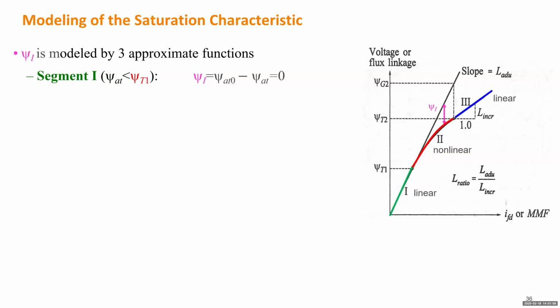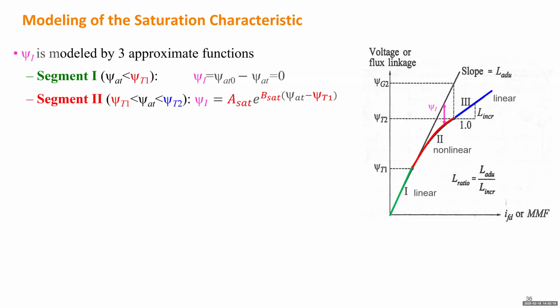Segment number 1, when the flux linkage is lower than the first threshold, psi T1, the gap is basically 0. It's just a linear function. So when we move to segment number 2, it will be higher than psi T1, so it will be an exponential function.